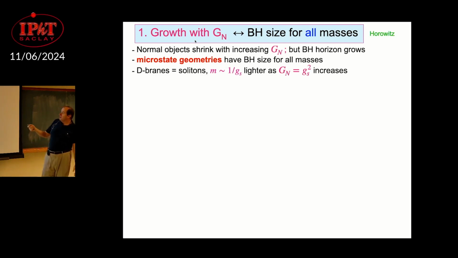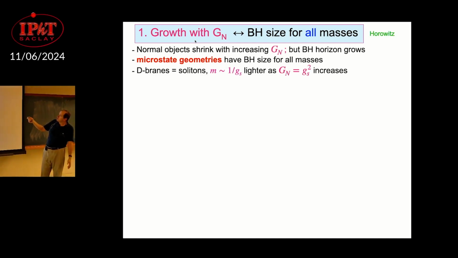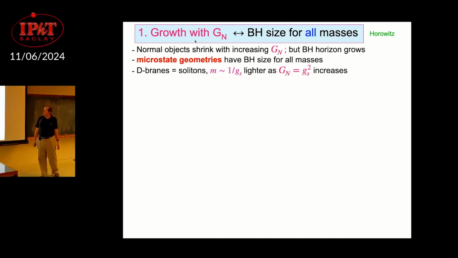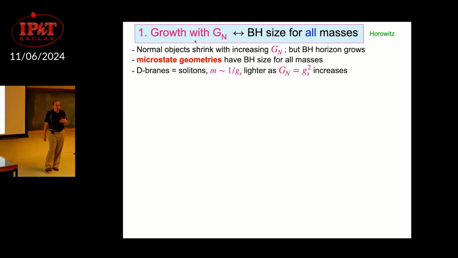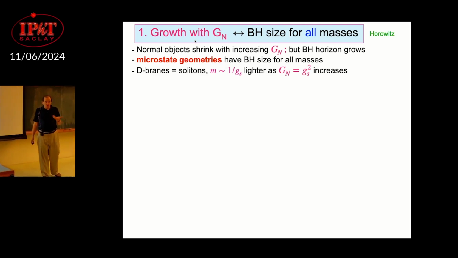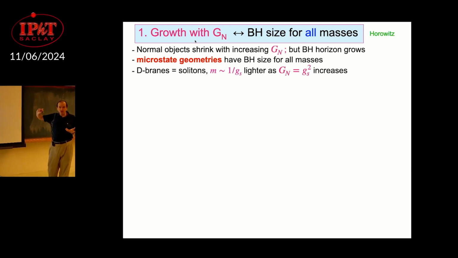However, if you use non-perturbative degrees of freedom of string theory, as you do for these microstate geometries, they are basically made of D-branes, which are solitons, which have a mass which goes like 1 over g string. And because G Newton is g string squared, when you make G Newton stronger and g string stronger, solitons become lighter, and therefore these things grow.